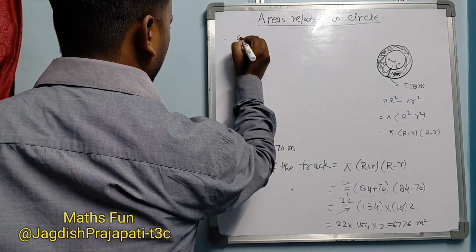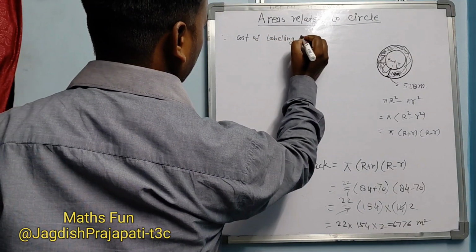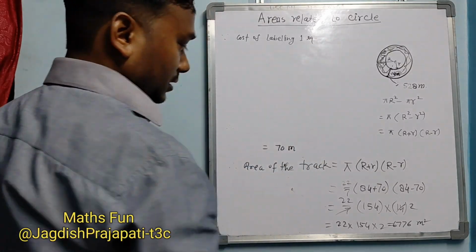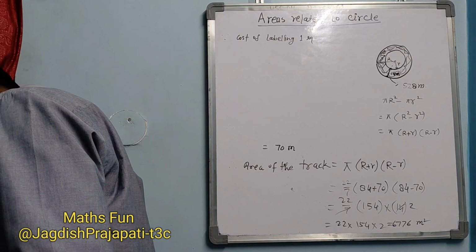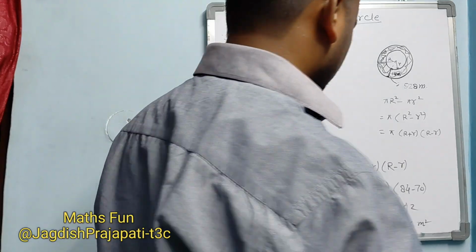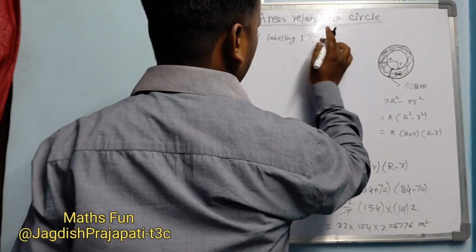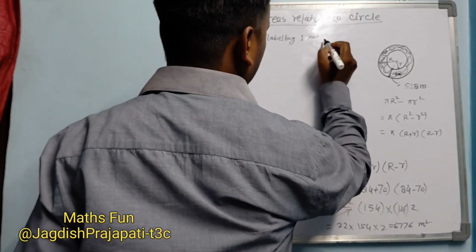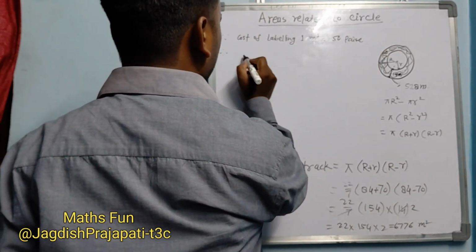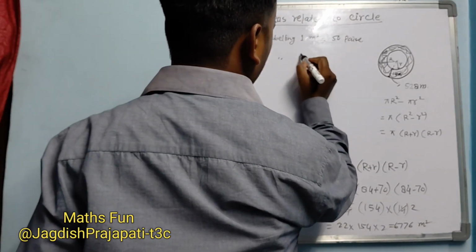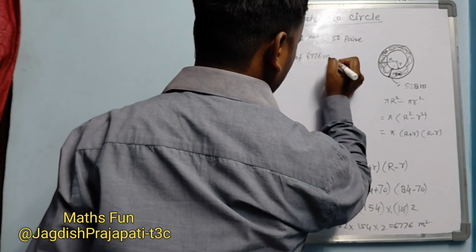Since cost of leveling 1 square meter, you can write like this, equal to 50 paise, and therefore cost of leveling of this much, 6776 square meter.